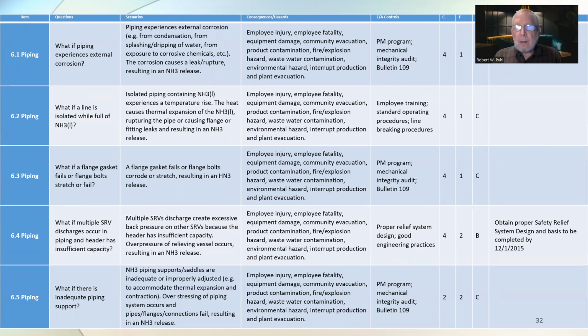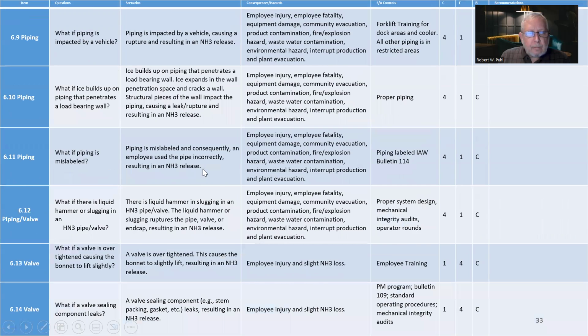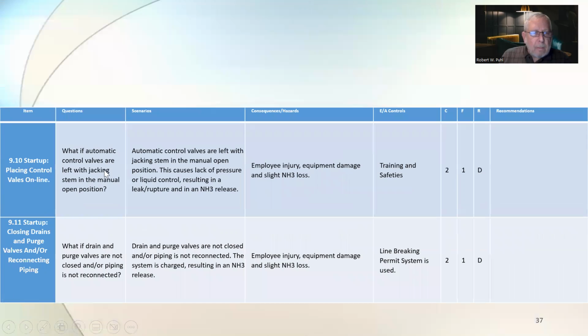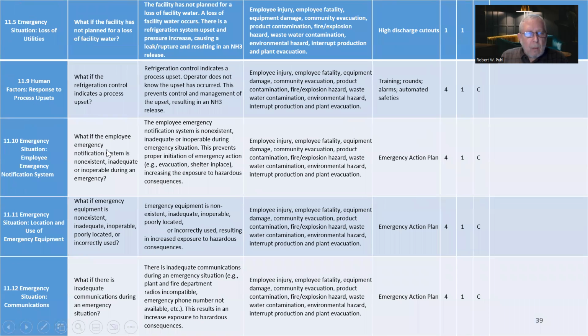what's the name of that thing? American Association of Ammonia Refrigeration, I think it is. And they have these bullet 109s, and we use the bullet 109s to do these audits on our equipment. So they could say, what if automatic control valves are left with jacking stems in the manual open position? So, all kinds of different things. What if the employee emergency notification system is non-existent?